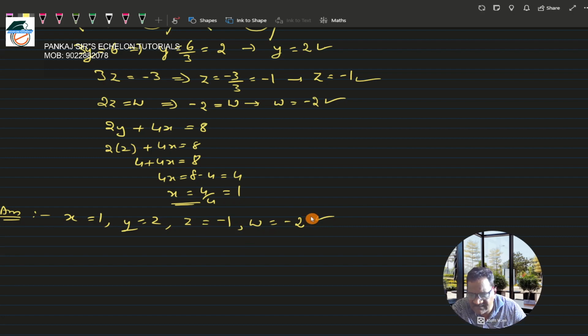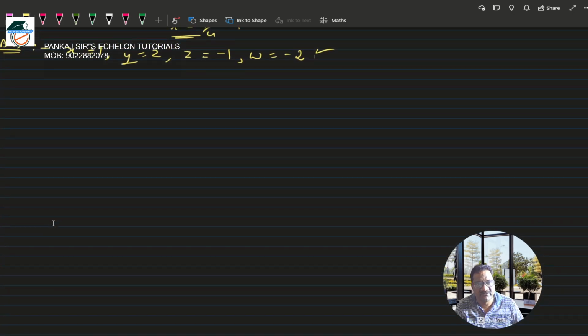So let me check the answers at the back and confirm. The answers for question number 44 are given. I can see y is 2, yes, that's correct. z is minus 1, that is correct. x is 1, that is correct. And w is minus 2, yes. So all my answers are correct. Now let us quickly come to question number 45.